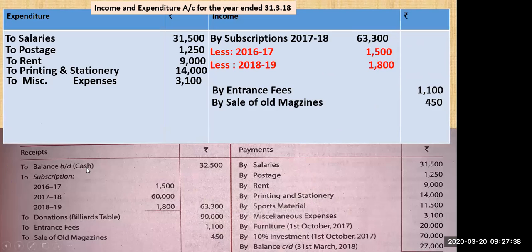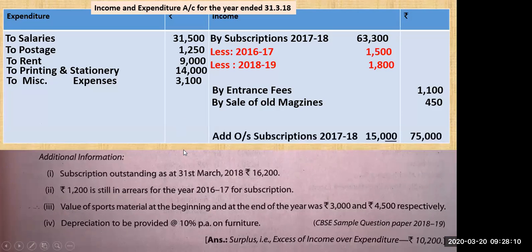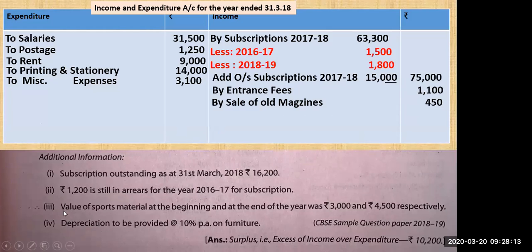Let me explain again. Now look here. In 2017 you have received 16,000 for the current year. Now in the adjustments it is given 1,200 are still in arrears for the previous year. So 1,200 either you can deduct from here, assuming that this 1,200 we have received within this year. Or the second option: 16,200 minus 1,200 is 15,000. Means they assume that current year outstanding are 15,000 only.